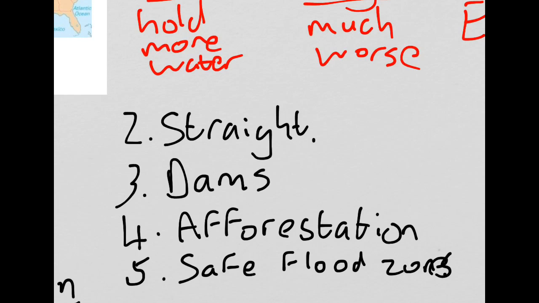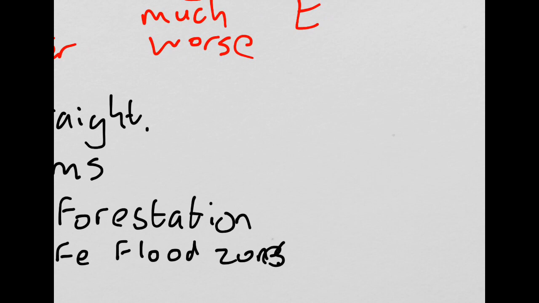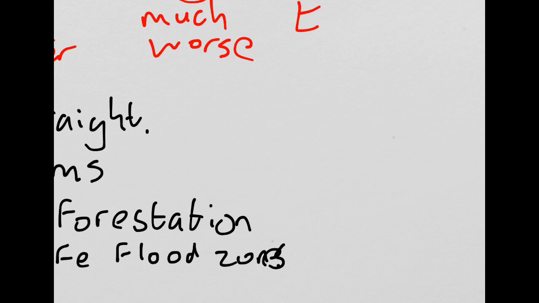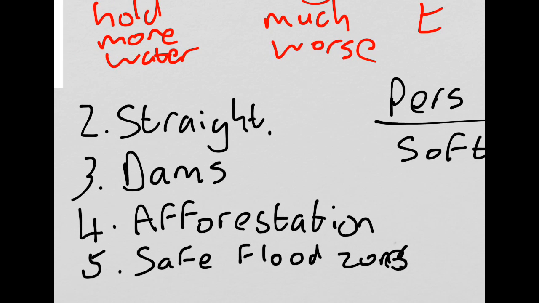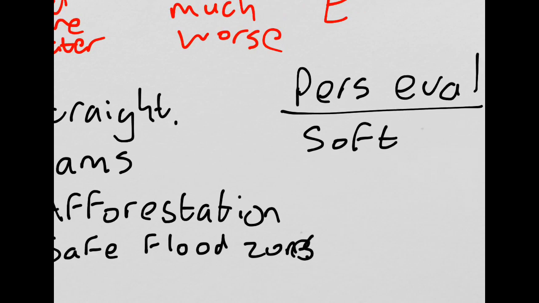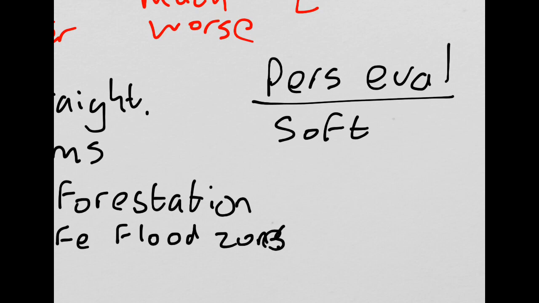Those are the 5 strategies that you need to be aware of, and you also need some sort of personal evaluation at the end of this. Your personal evaluation should make reference to the fact that the soft engineering strategies, so things like afforestation and safe flood zones, are much more effective at reducing the impacts of the flood than the hard engineering strategies such as the building of dams or the straightening of the rivers.